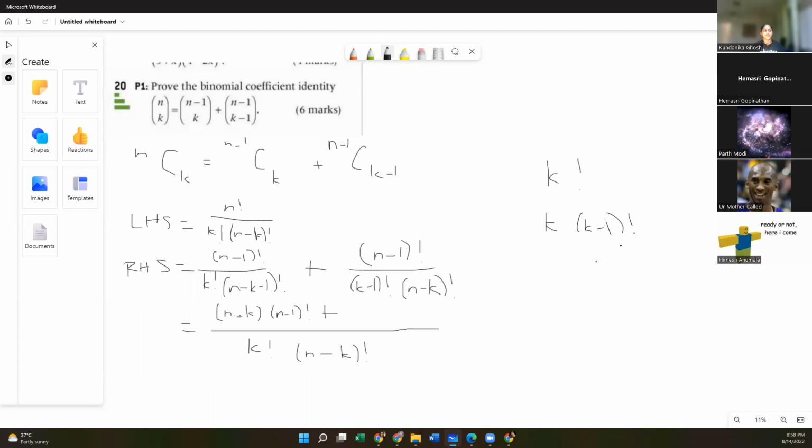Because you have k minus 1 factorial over here. You already have that in the denominator, you don't have to worry about that. What we want to find is this times what will get you to the new denominator. Well, this times k will get you to the new denominator. So now you have k times n minus 1 factorial.